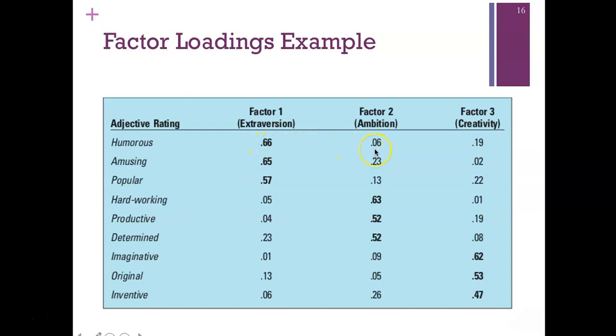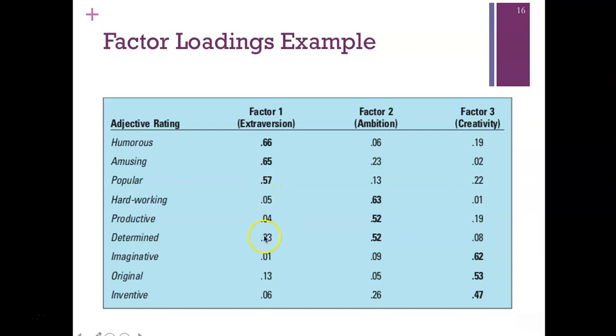Compared to factor 2, 0.06, or factor 3, 0.19, clearly humorous belongs to extroversion, this one factor. Amusing as well, 0.65. That's very high compared to 0.23 for ambition or 0.02 for creativity. So looks like these first 3 adjectives all relate to extroversion. These next 3, hardworking, productive, determined, well, let's see, they look like they have some pretty strong factor loadings on factor number 2, ambition, right? Pretty low on creativity there, pretty low on extroversion.